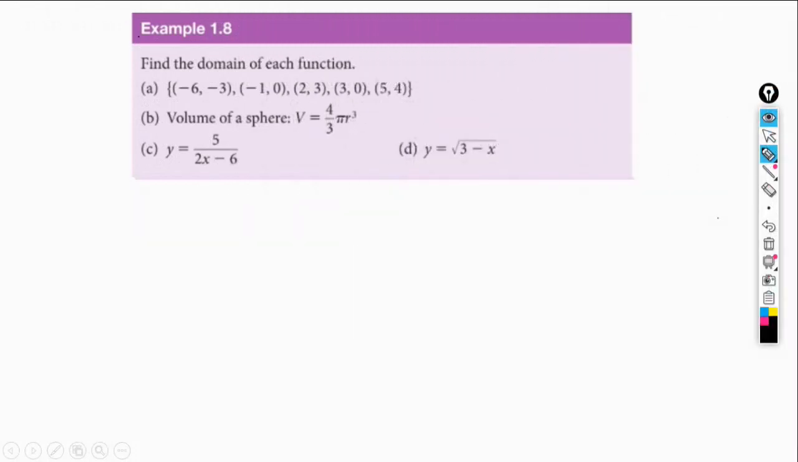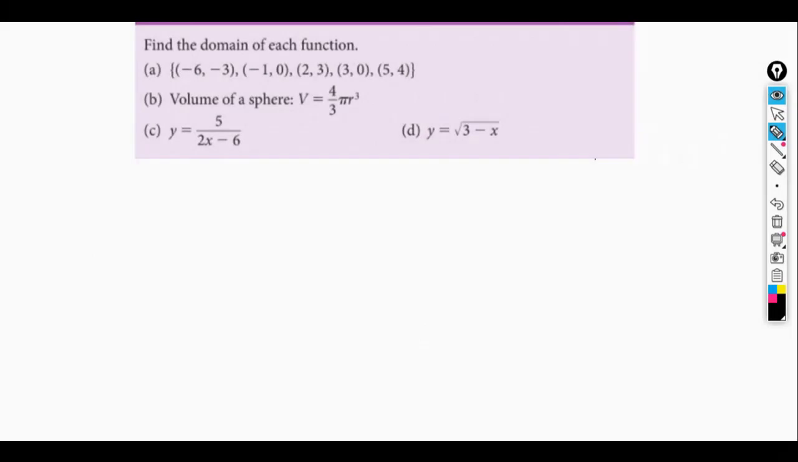Now we continue with example 1.8. And here they want us to find the domain of each function. Now remember that domain refers to all the x values, or the values that you are allowed to plug in the function, in case it's not x.